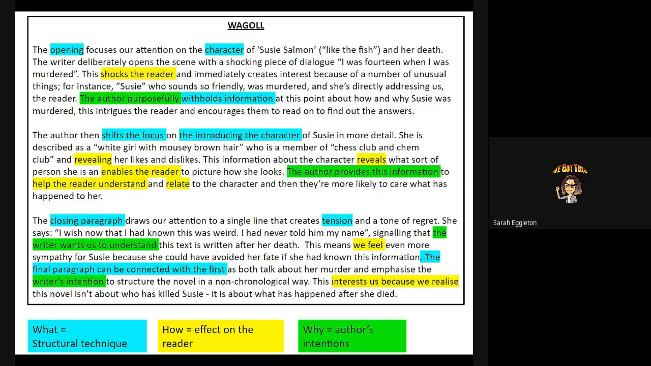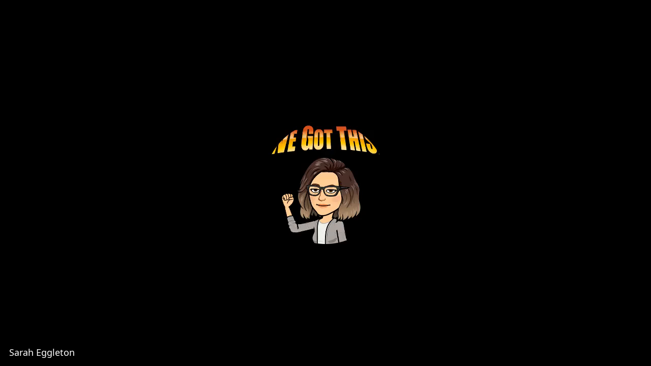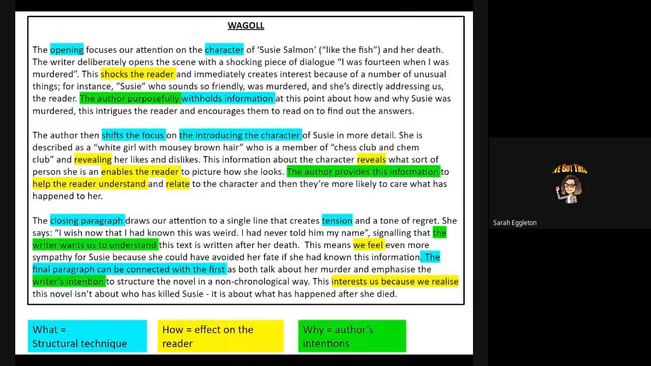The closing paragraph draws our attention to a single line that creates tension and a tone of regret. She says, "I wish now that I had known this was weird. I had never told him my name," signalling that the writer wanted us to understand this text is written after her death. This means we feel even more sympathy for Susie because she could have avoided her fate if she'd known this information. The final paragraph can be connected with the first, as both talk about her murder and emphasise the writer's intention to structure the novel in a non-chronological way. This interests us because we realise this novel isn't about who killed Susie, it's about what's happened after she died.